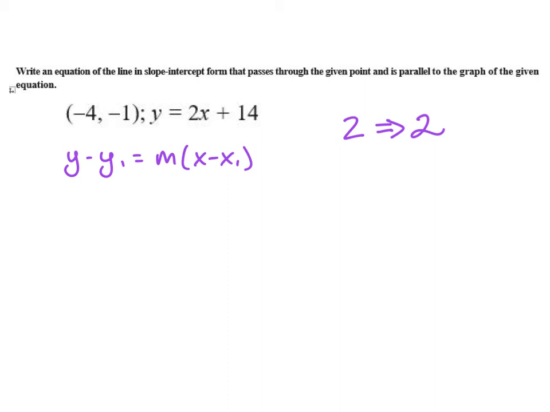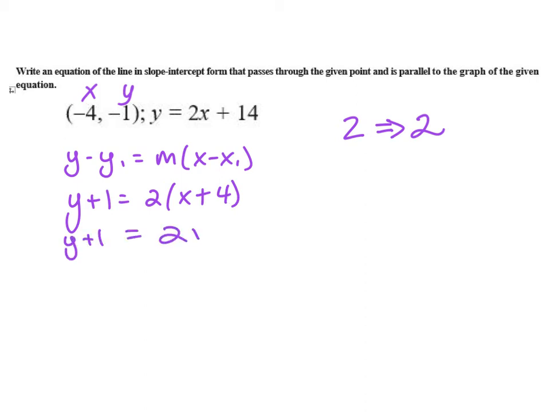All right, let's see what we got. So I have my x and my y. I'm going to substitute it where it belongs. So this would become y plus 1 equals 2 times x plus 4. Then I'm going to get rid of those parentheses. So 2x plus 8, subtracting 1. So y equals 2x plus 7.